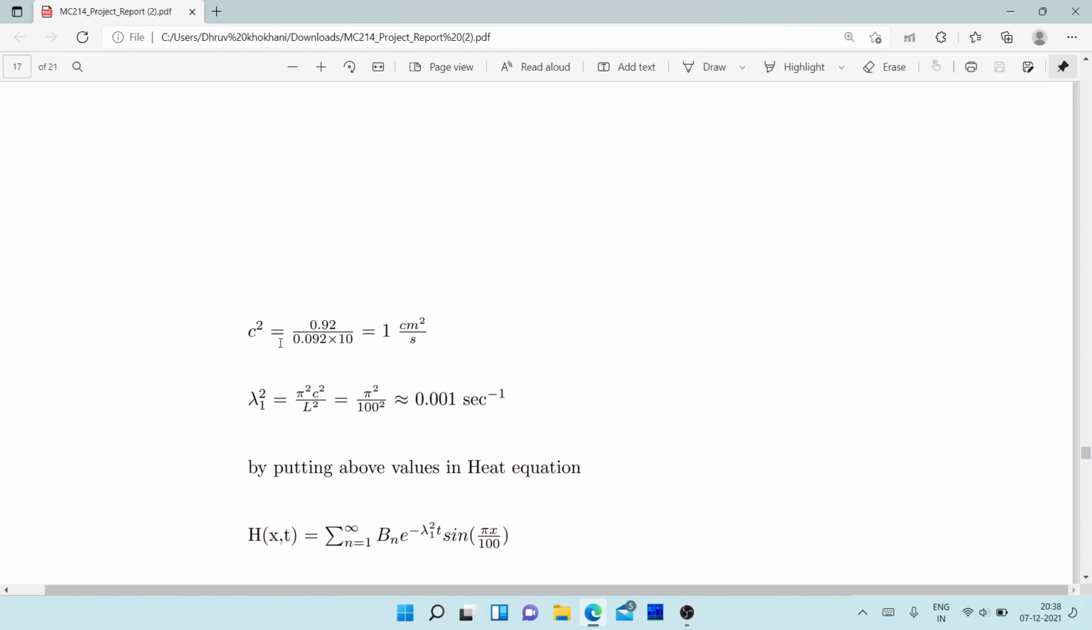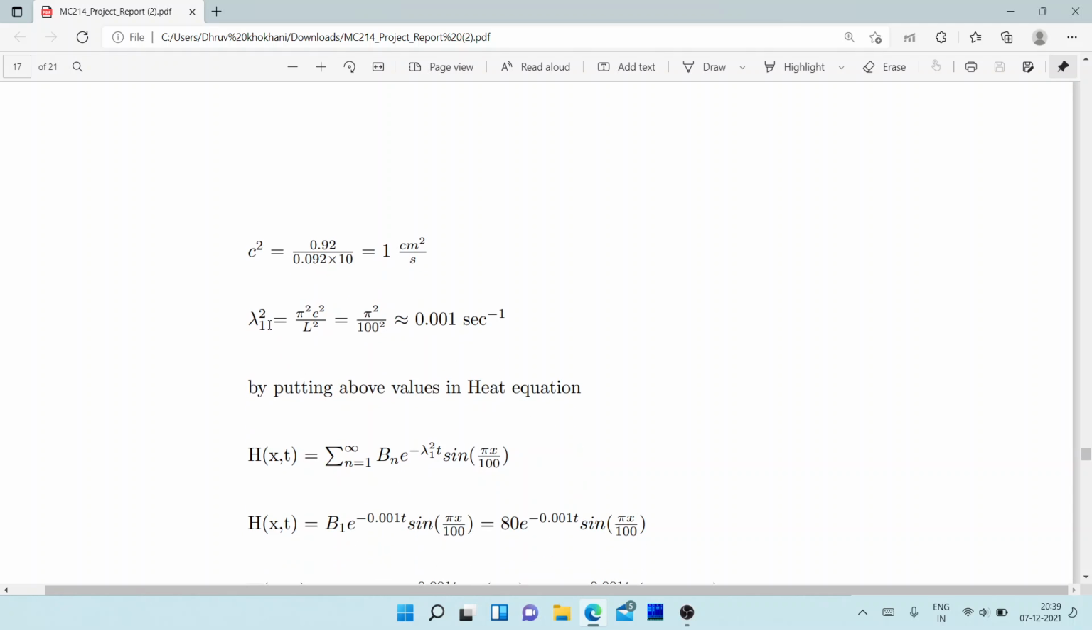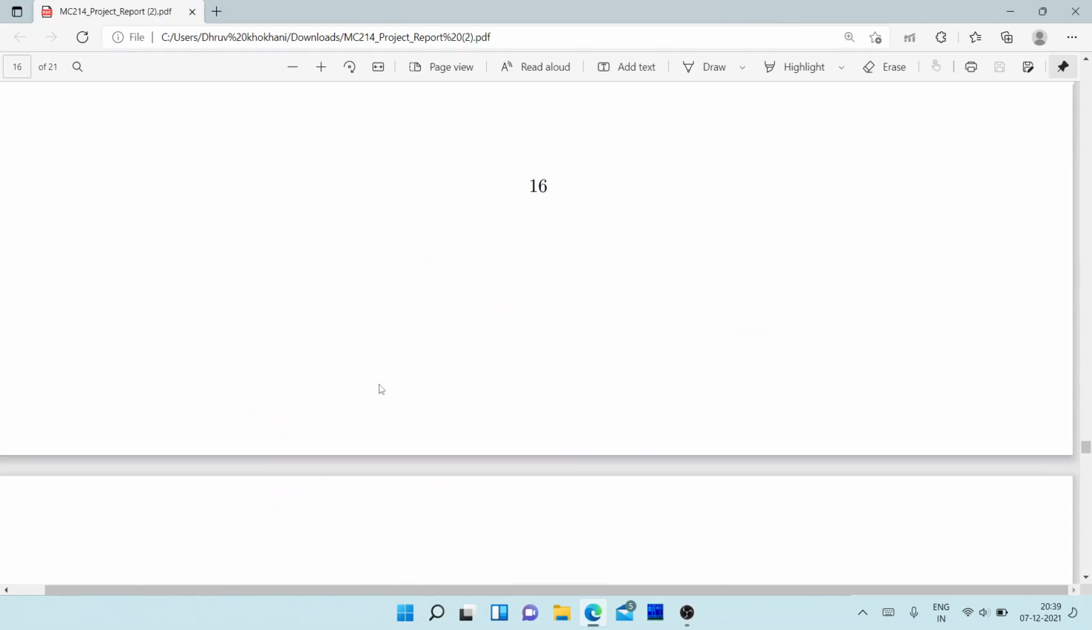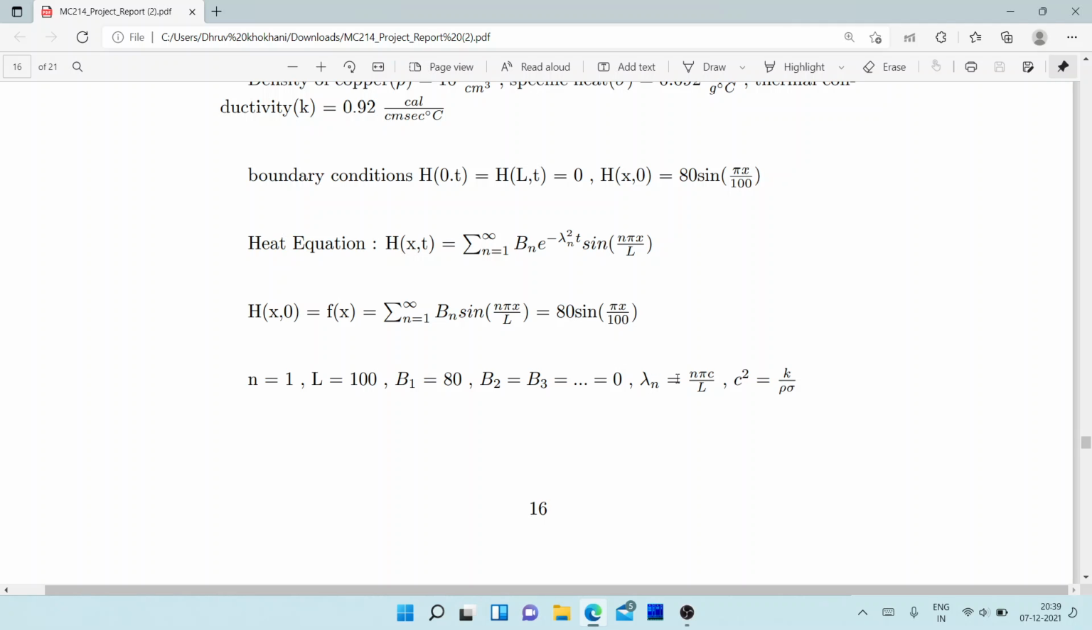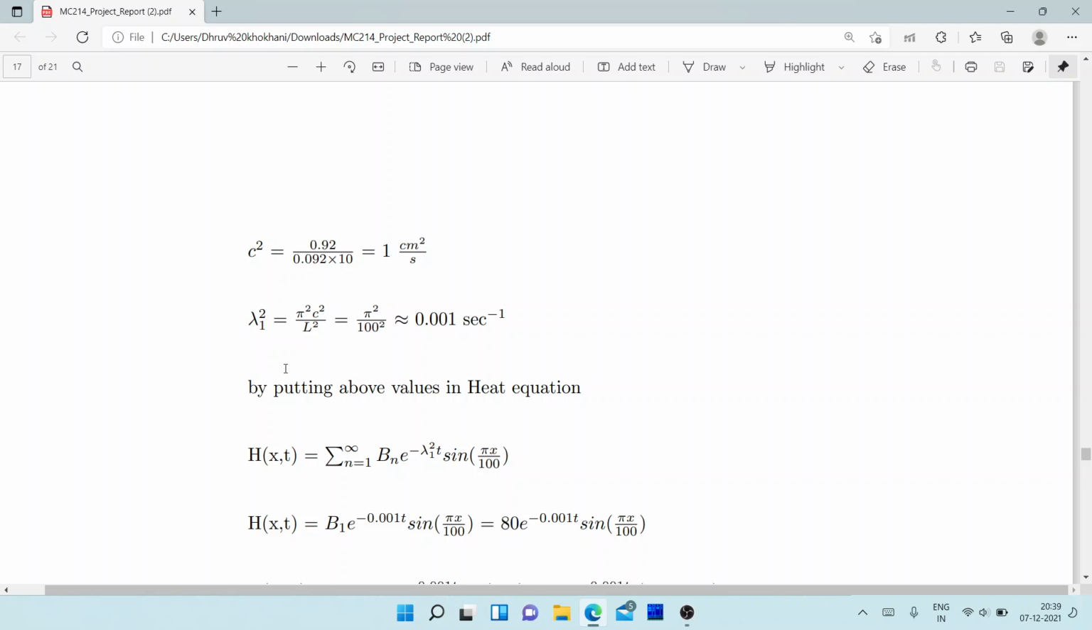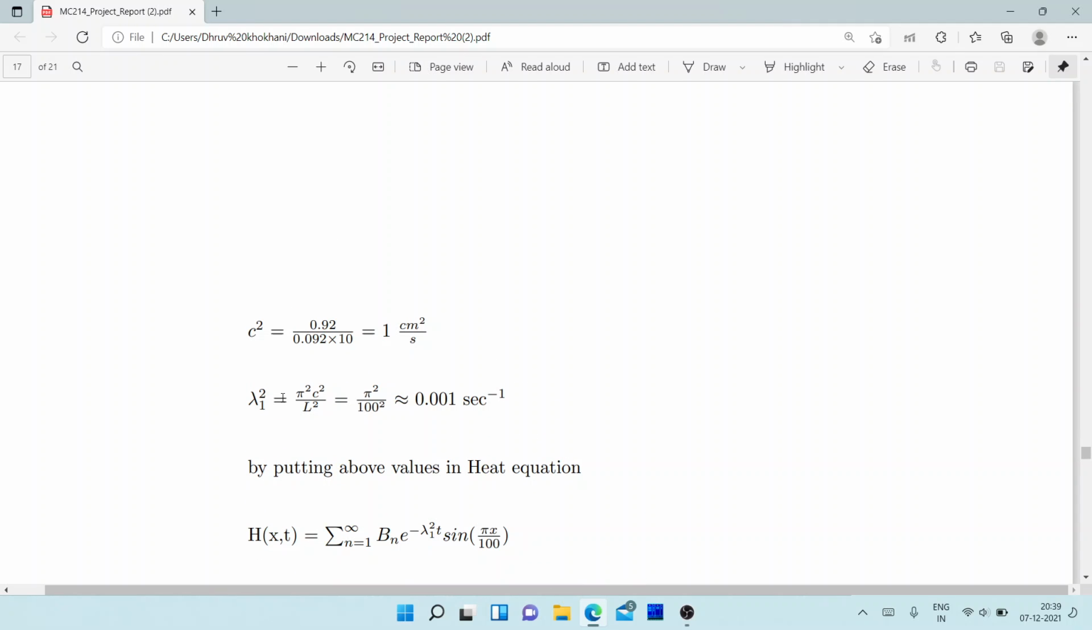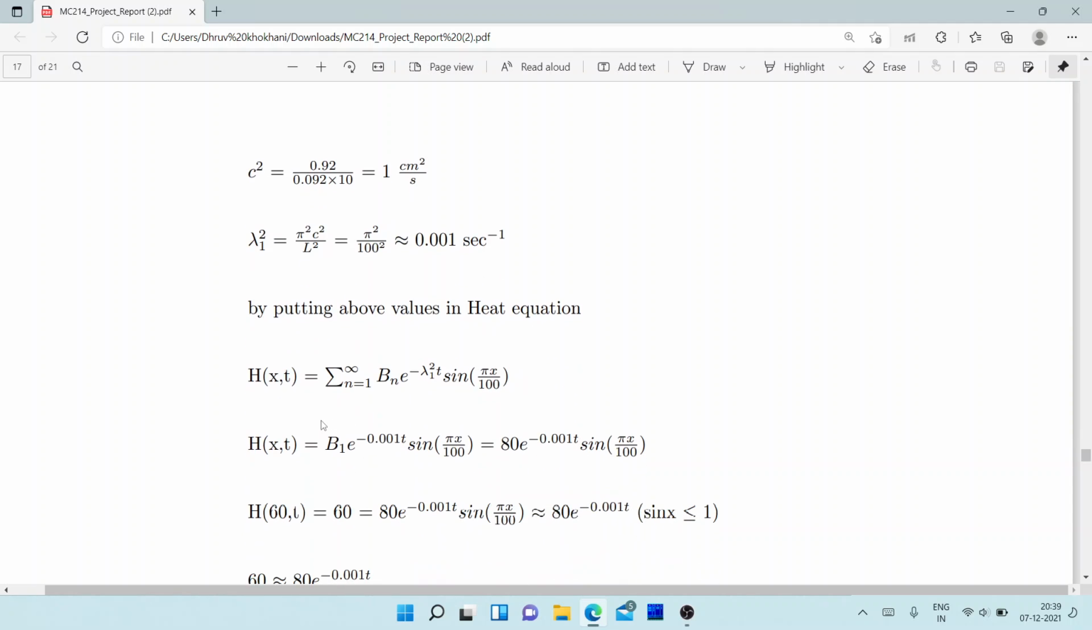Now we find c square. So c square equal to k over rho sigma. Values of k, rho and sigma are given in the problem. And then we find lambda n. So lambda n is equal to n pi c over L. But coefficients b2, b3 and all are 0 other than b1. So we take n equal to 1. So we get lambda 1 approximately 0.001 second inverse.